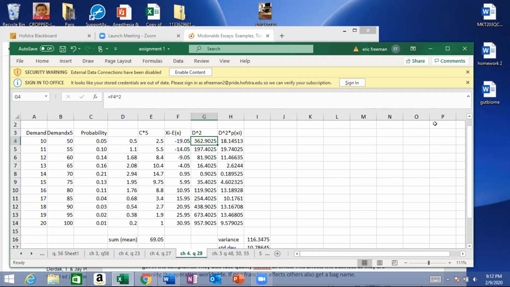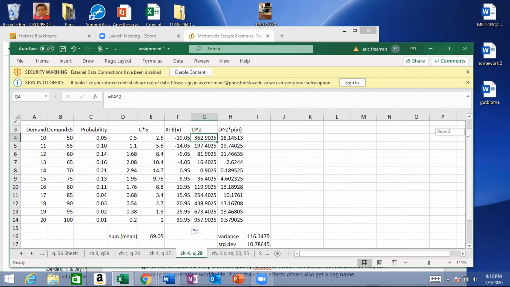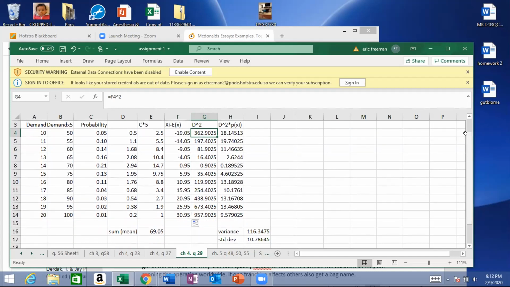Interesting. Okay. Scroll down, and you have your variance. As long as the other, check that other formula too. Which one? One to the right. G4 times C4 times its probability. So it's the D squared times the probability. That's correct. Okay. And you get your standard deviation.